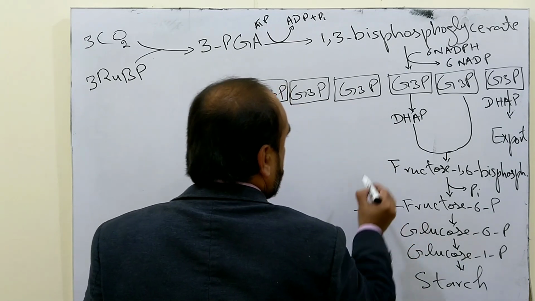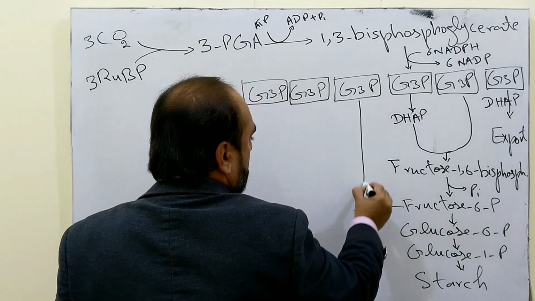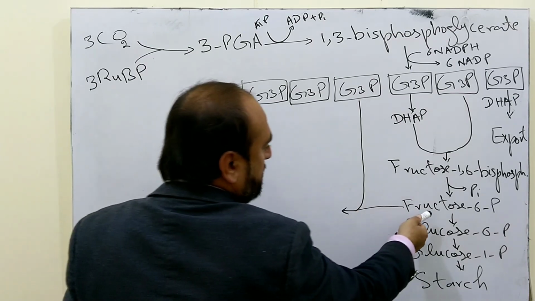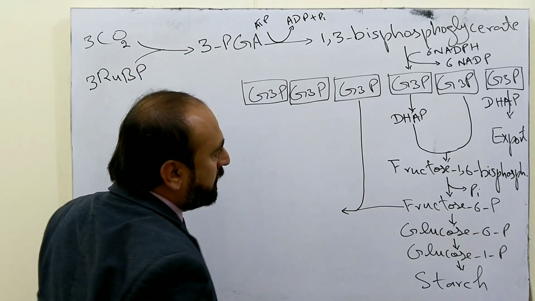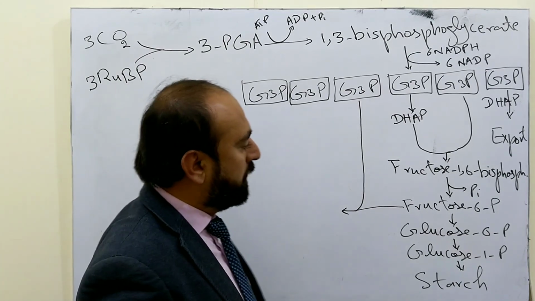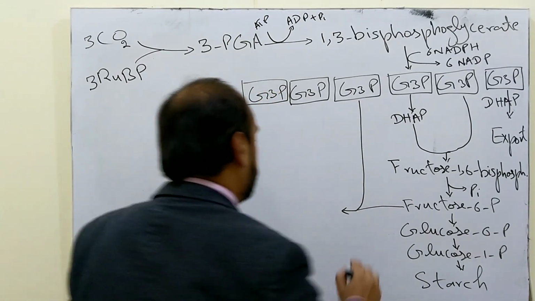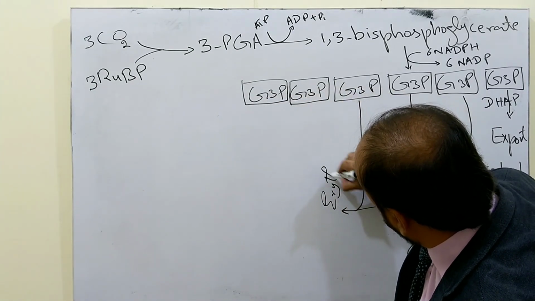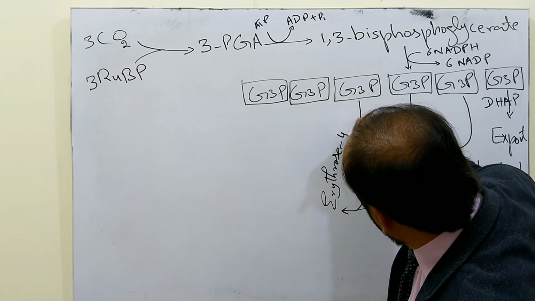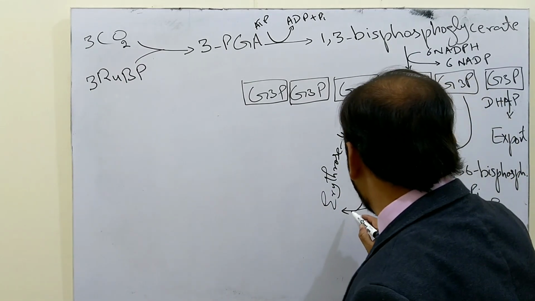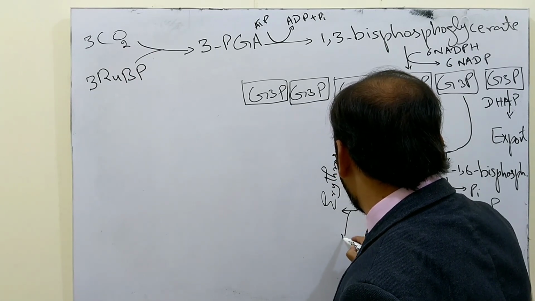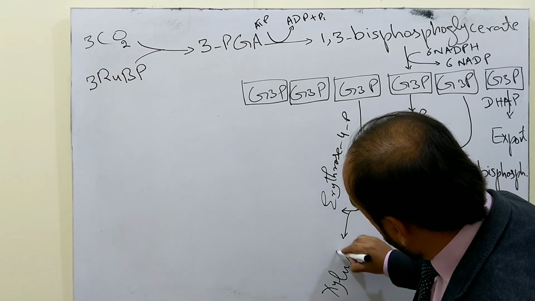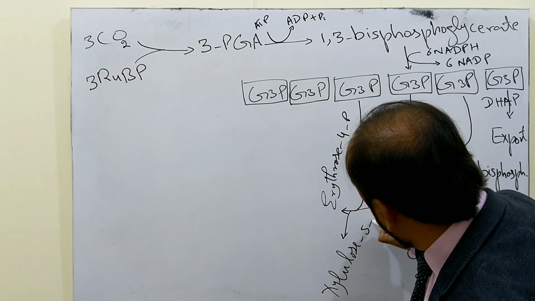So this fructose 6-phosphate combined with one G3P. Fructose 6-phosphate has 6 carbon, G3P has 3 carbon. So instead of forming 9 carbon molecule, this forms one 4 carbon molecule, that is erythrose 4-phosphate, and one 5 carbon molecule, that is xylulose 5-phosphate.